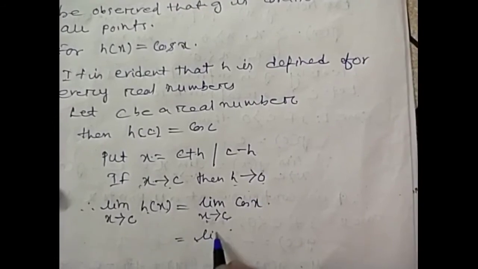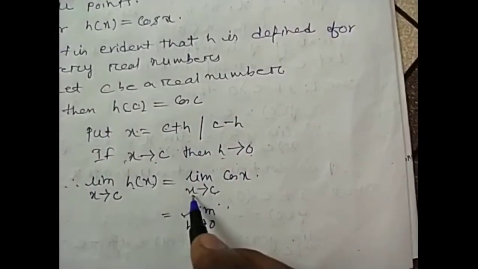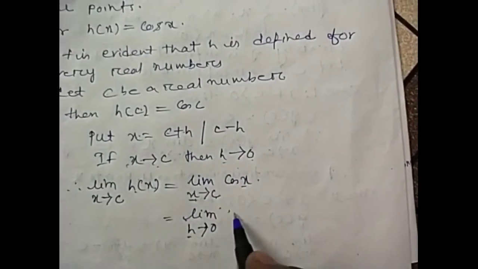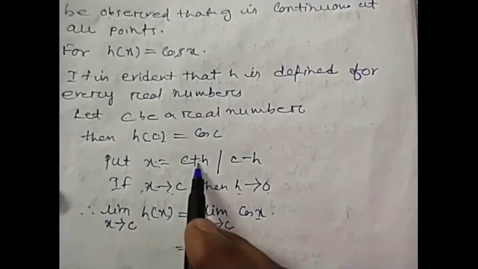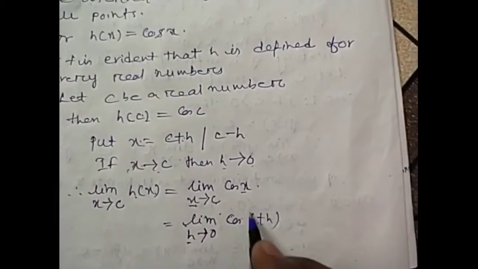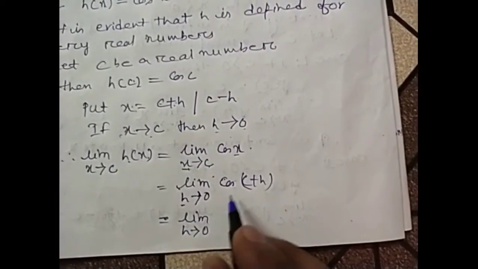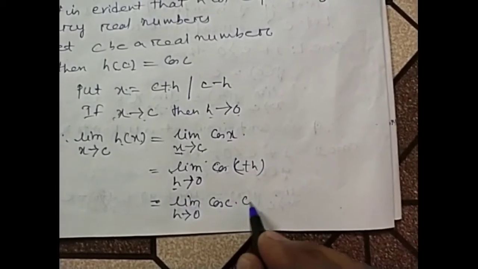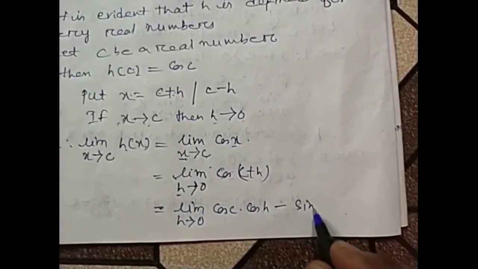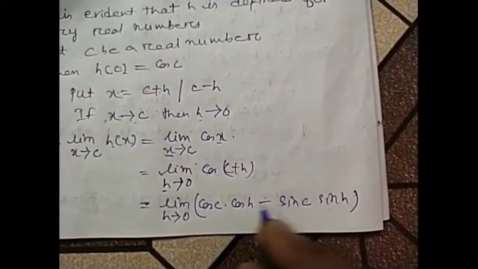So we will write here limit h tends to 0. This must be a function of h only, so replace x by c plus h: cos of (c plus h). What is cos of c plus h? This is the formula of cos of a plus b, so you will get cos a cos b minus sin a sin b. Now you can separate these two terms.